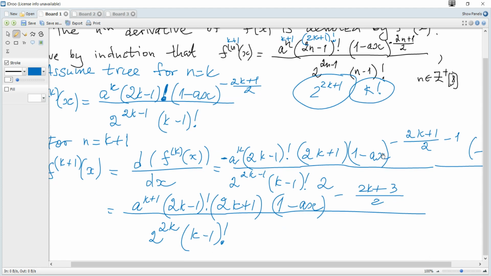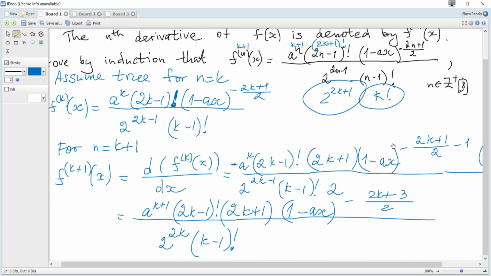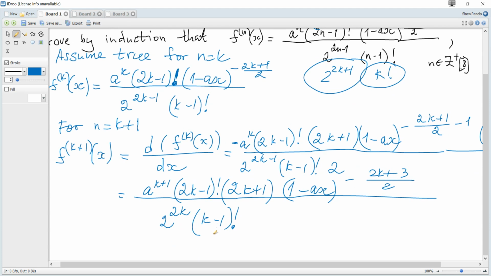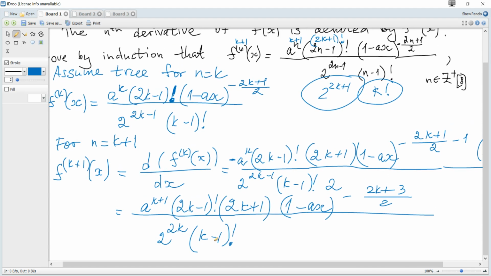And what do we have? 2k minus 1 factorial, but we need 2k plus 1 factorial. But what is 2k plus 1 factorial? It should be multiplied by 2k and just 2k plus 1 to get 2k plus 1 factorial.